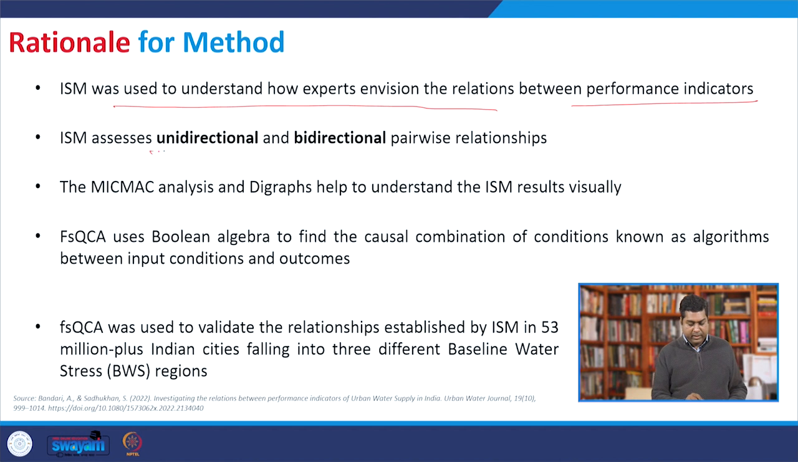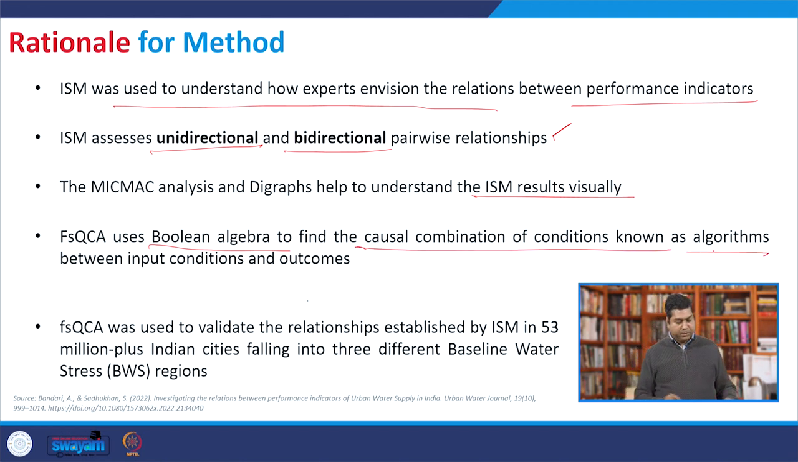ISM assesses unidirectional and bidirectional pairwise relationships. That is one advantage. The MICMAC analysis and the digraphs help to understand the ISM result visually, so this kind of structural hierarchy is very clearly represented through digraphs. Now, coming to FSQCA, that uses Boolean algebra to find the causal combinations of conditions, known as algorithms, between input conditions and the output. FSQCA was used to validate the relationship established by ISM in 53 million plus Indian cities, which fall into three different baseline water stress regions, which I already mentioned through the methodology diagram: low to high, high and very high.